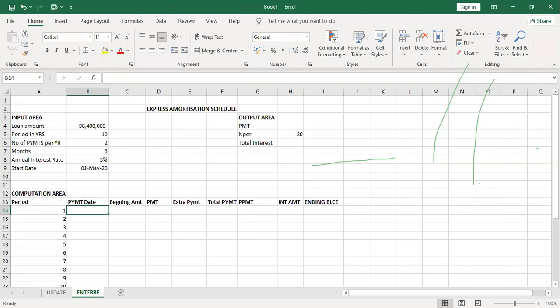And this money you are paying back has two components. It has the interest and it has the principal. When you borrow money and you pay back, you are paying back the principal and the interest. NPER simply means the total number of payments, the total number of periods you are going to make payments. That is NPER.